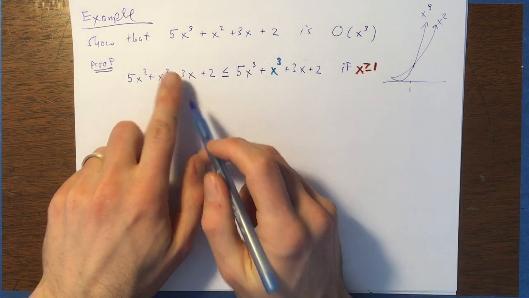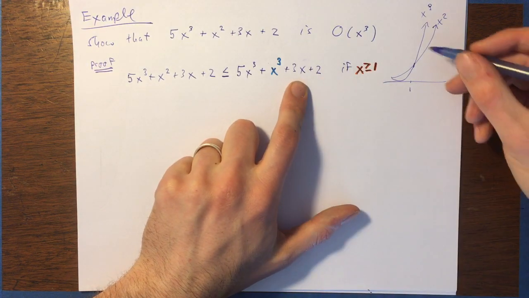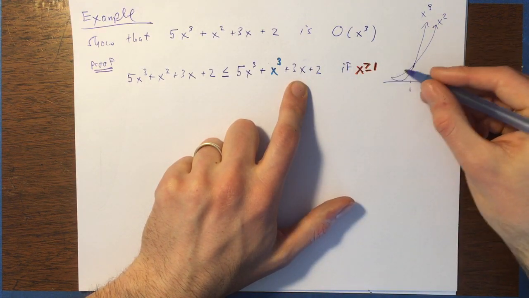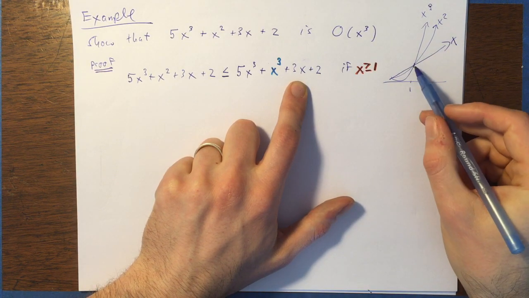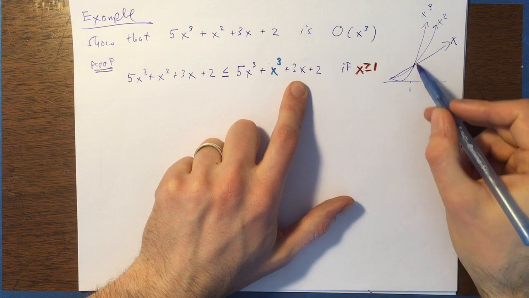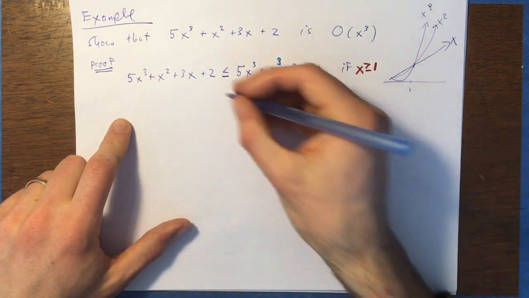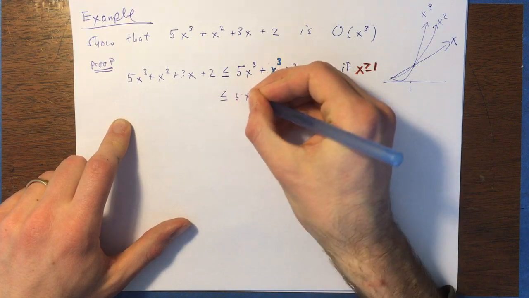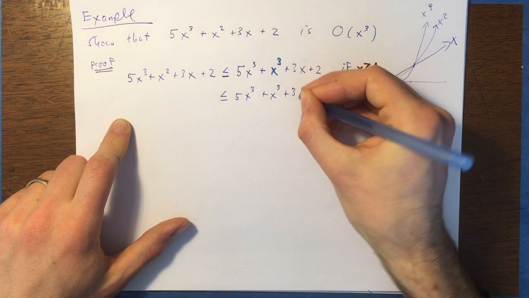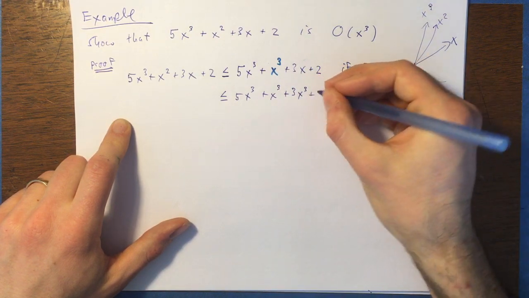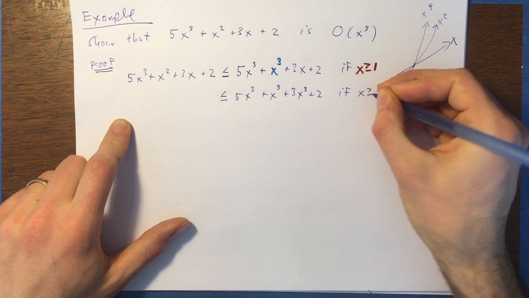So now what we're gonna do is take the 3x and replace the x with something. How does x work? X also works like this. Here's x. X is also gonna be less than x cubed as long as we're bigger than 1. So we can do the same idea. We can say that this is going to be less than or equal to 5x cubed plus our x cubed and then plus 3x cubed plus 2, again, if x is greater than or equal to 1.